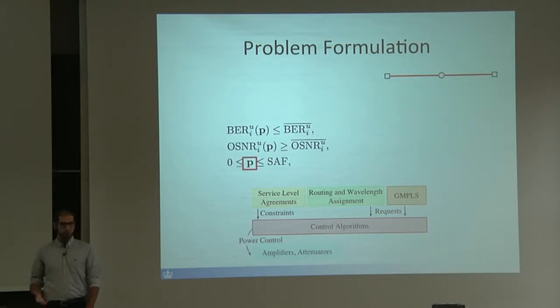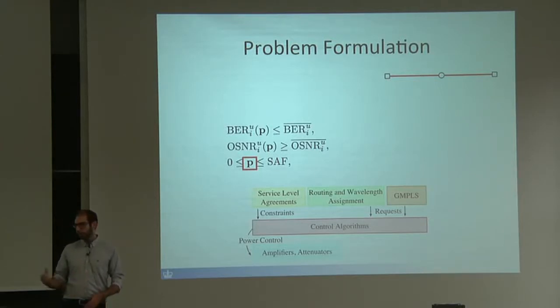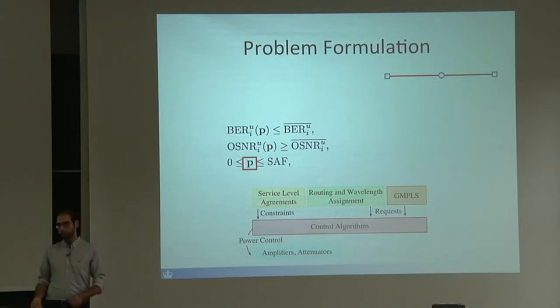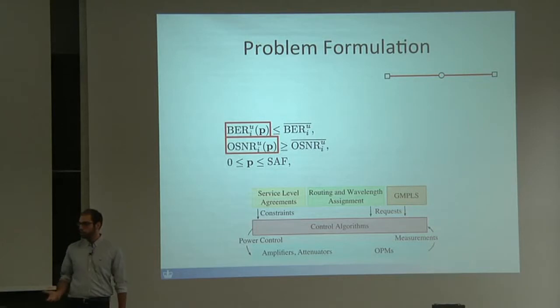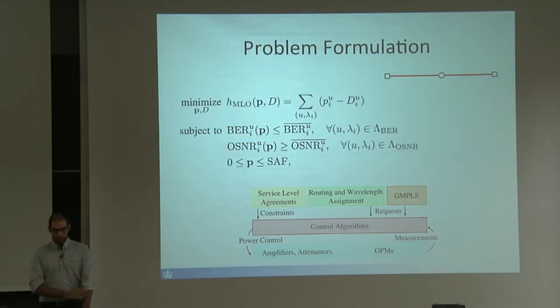The key variable is the power variable P, and this is what controls the actual physical amplifiers. So if in this control problem you change the value of P, essentially the algorithm sends a signal to the physical devices to attenuate the signal or amplify the signal and so forth. So this is how we control what we control. And again, we have these readings from these OPMs from the lower layers as to what the transmission looks like in the network.